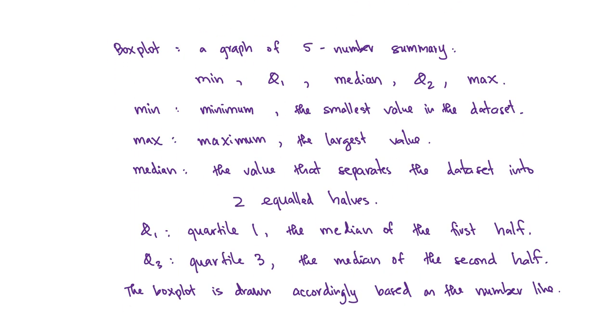The box plot is the graph of the 5-number summary. This consists of the minimum, quartile 1, median, quartile 3, and the maximum. The minimum is the smallest value in the data set. The maximum is the largest value in the data set. The median is the number that separates the data set into 2 equal halves. Q1 is quartile 1, the median of the first half. And Q3 is quartile 3, the median of the second half. The box plot is drawn accordingly based on the number line.